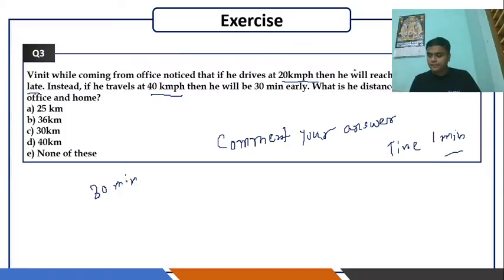The part of the question which is not there is he will reach home 30 minutes late. Instead, if he travels at a speed of 40 kmph, he will reach 30 minutes early. What is the distance between his office and his home? That's the question. Now try to solve it.